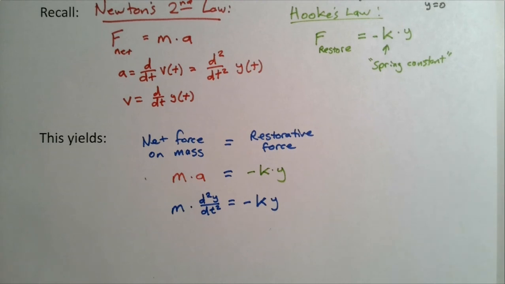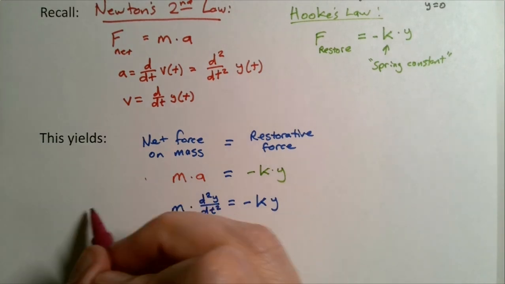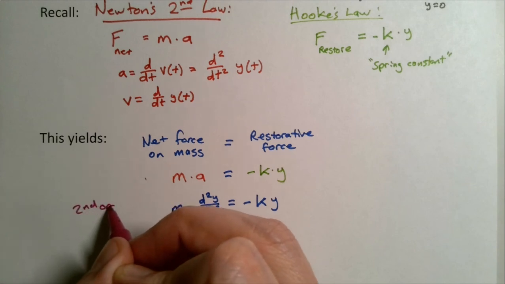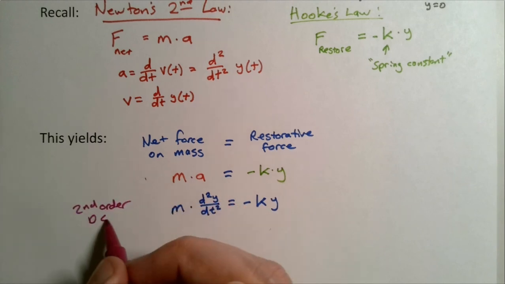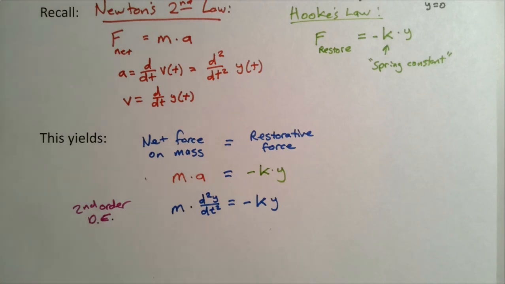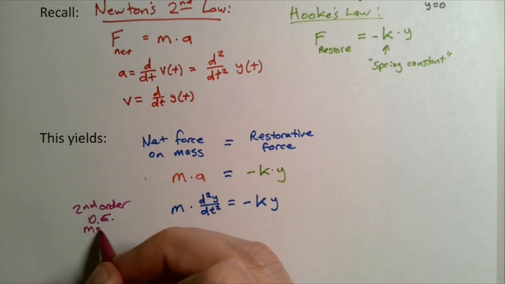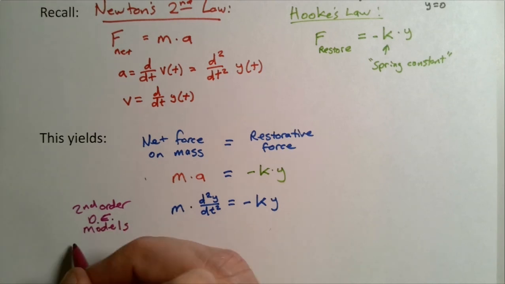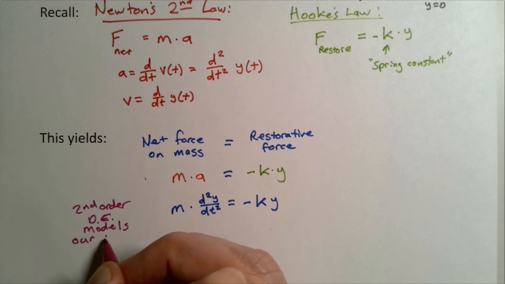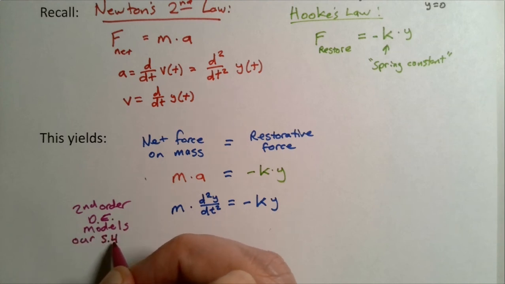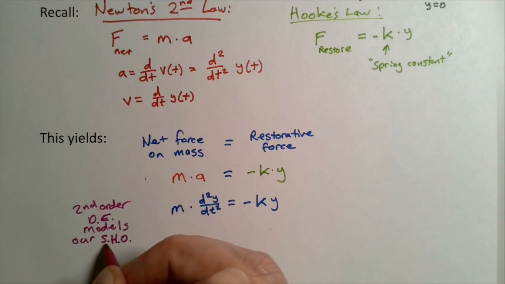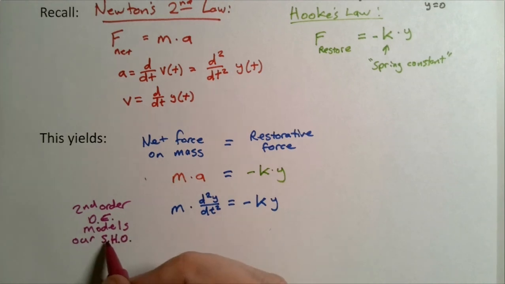And what we've just found is we have a second order differential equation. And that differential equation models our spring, our simple harmonic oscillator, right? Simple because there's no damping, harmonic oscillator because it's just a mass moving back and forth.